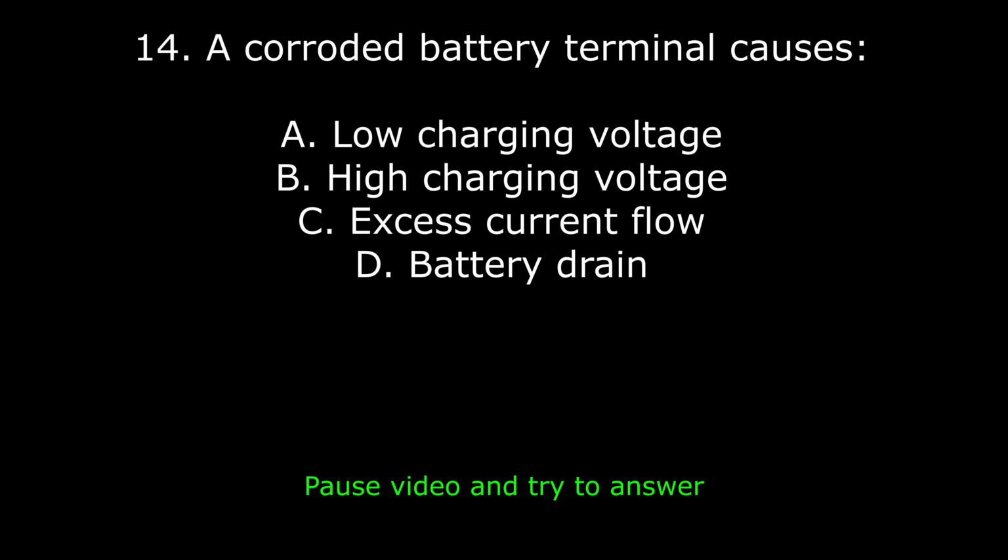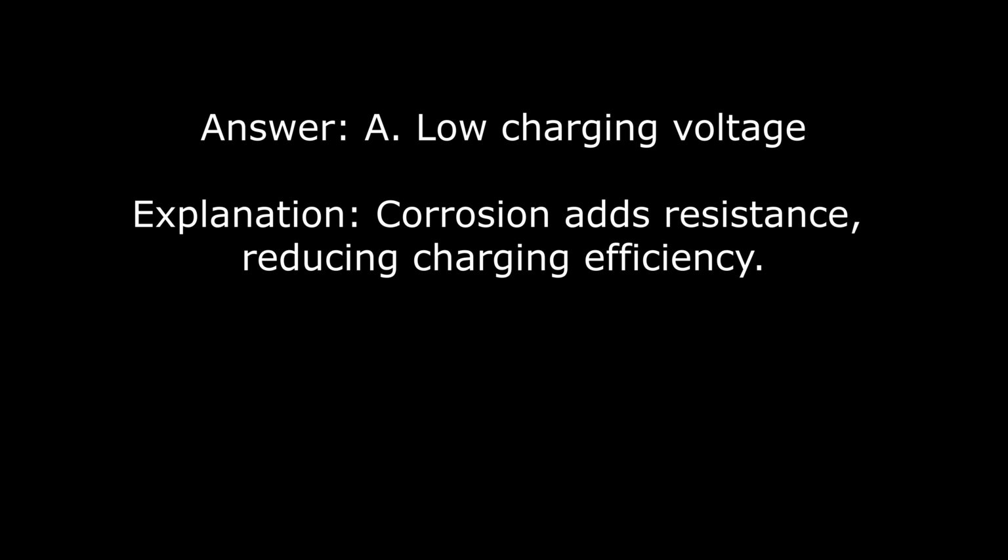14. A corroded battery terminal causes: A. Low charging voltage. B. High charging voltage. C. Excess current flow. D. Battery drain. Answer: A. Low charging voltage. Explanation: corrosion adds resistance, reducing charging efficiency.